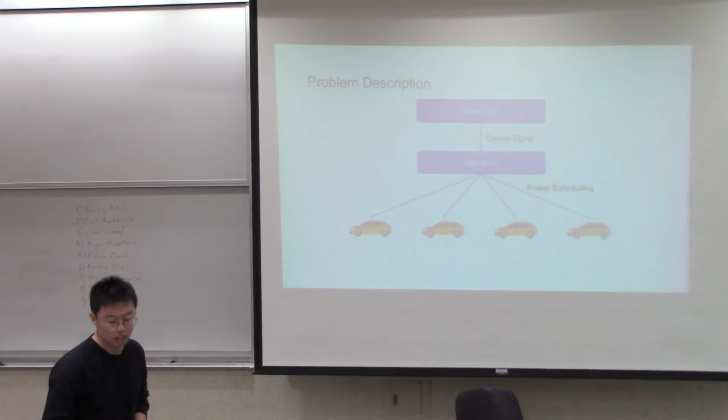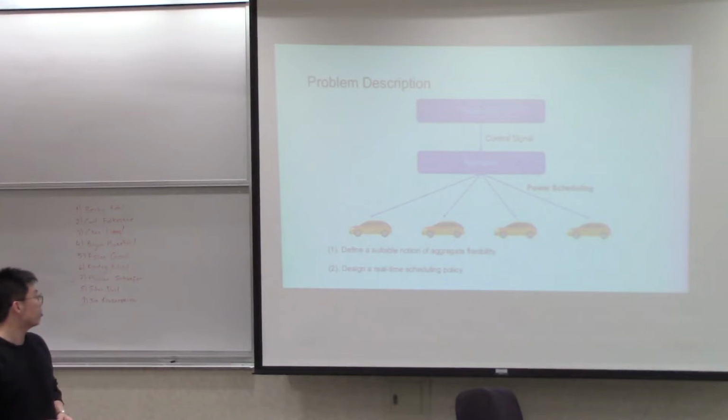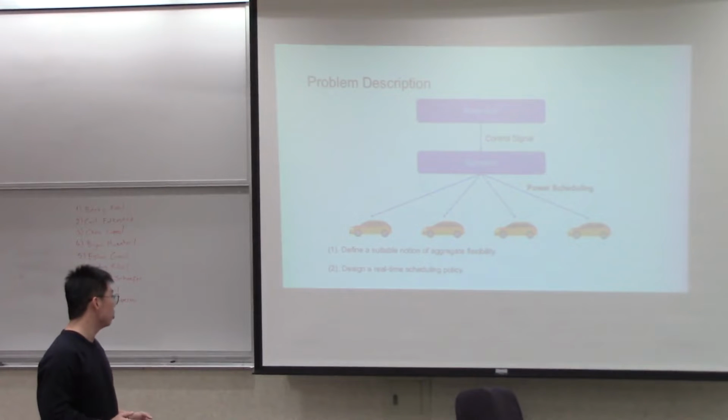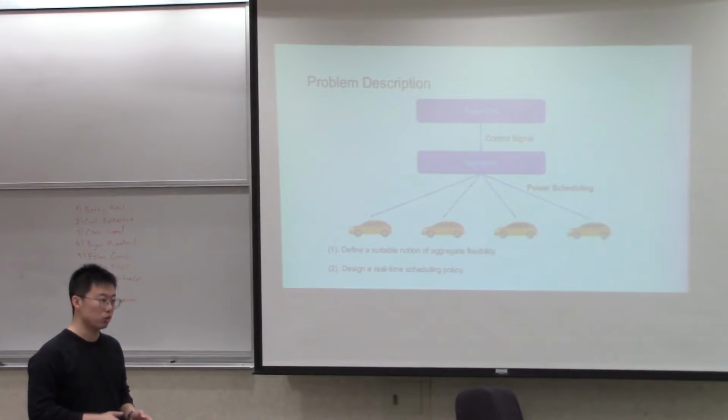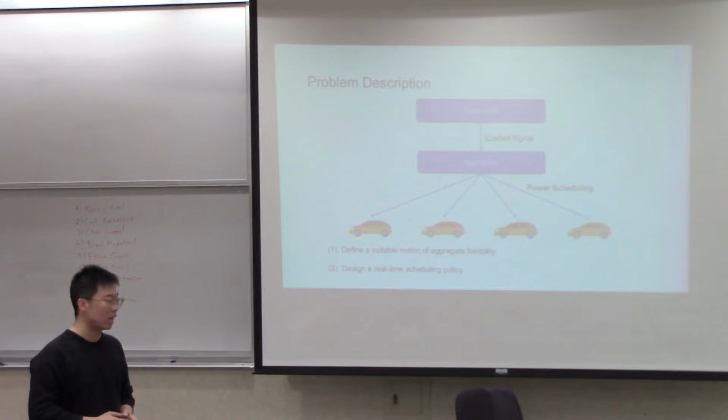So as you can see, there are two main problems in this framework. The first one is to define some suitable notion of the aggregate flexibility. By suitable, I mean it should reflect this flexibility, and also it should be easy to compute since we need to do it in real time. And the second problem is to design a real-time scheduling policy.